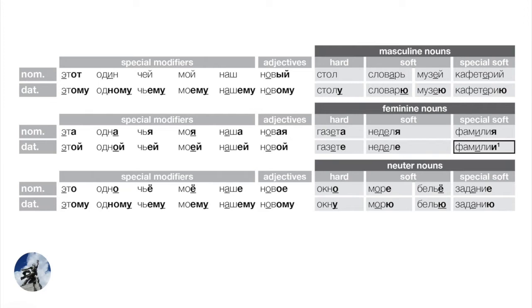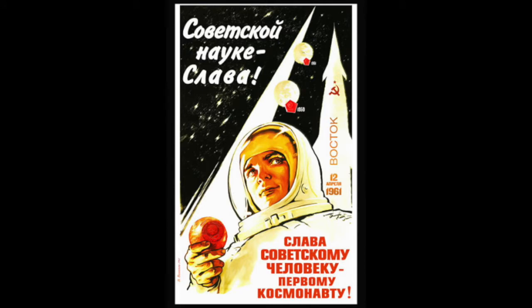Okay, finally, the neuters, which look a lot like the masculines. Этому, одному, чему, моему, нашему, новому. And now for the nouns: окну, морю, белью, заданию. Okay, let's do an exercise.